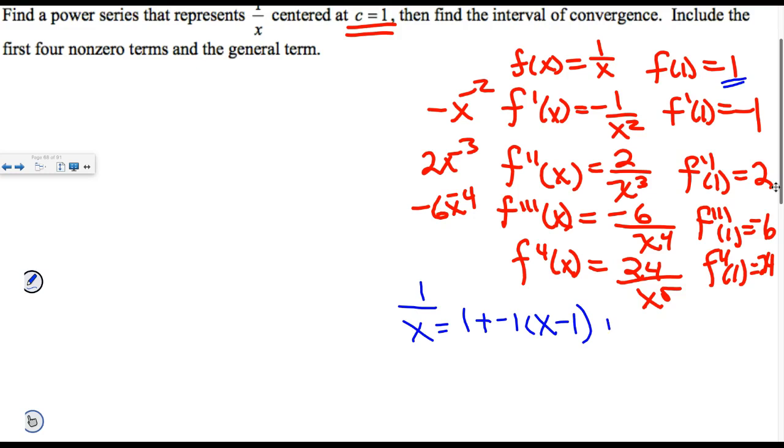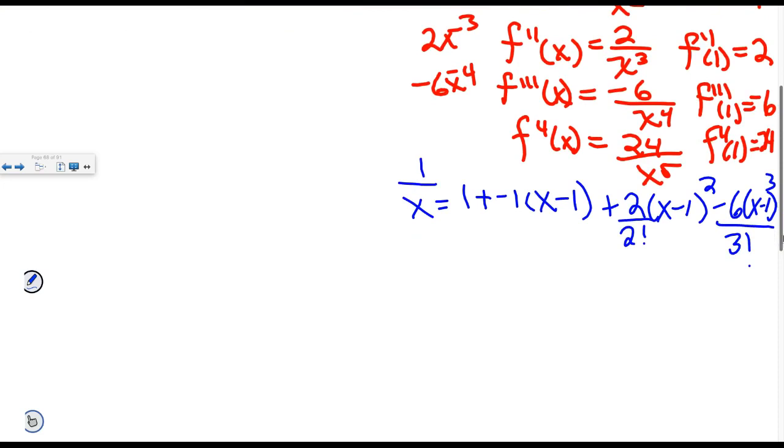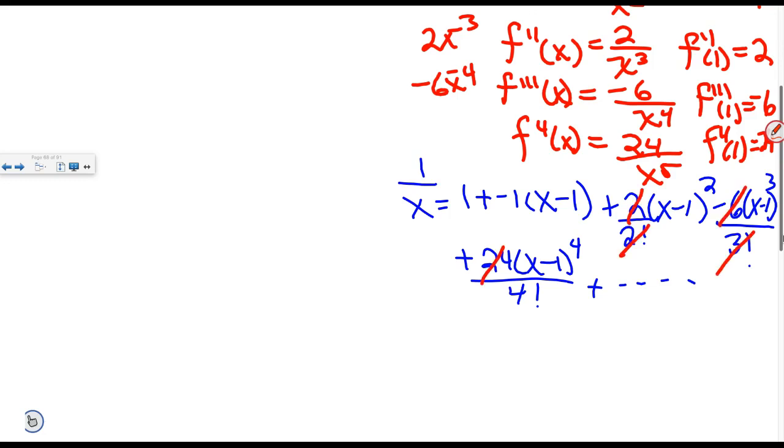Next step, plus f double prime at c, x minus 1 to the second over what? 2 factorial. Then it'd be minus f triple prime, x minus 1 to the third, over 3 factorial. And I do want to do one more, even though it said the first 4. I'm going to do another one for you. My next one would be plus f to the 4th, x minus 1 to the 4th, over 4 factorial, plus dot, dot, dot for now. All right, what will I now do? Cancel the factorials. Exactly, this and this are gone, this and this are gone, this and this are gone.